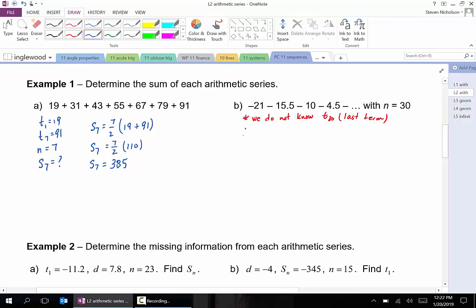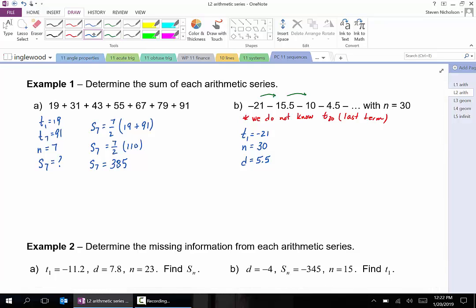So again, what do I know? I know T1 is equal to negative 21. I know n is equal to 30, and I'm not told this, but the common difference is 5.5. So notice in the second formula, you have to know the common difference. It's not difficult to find the common difference. What do I do to go from the first term to the second, or the second to the third? Add 5.5.